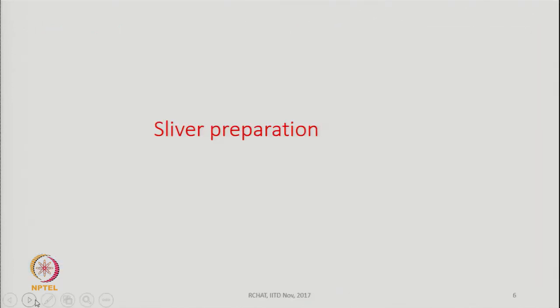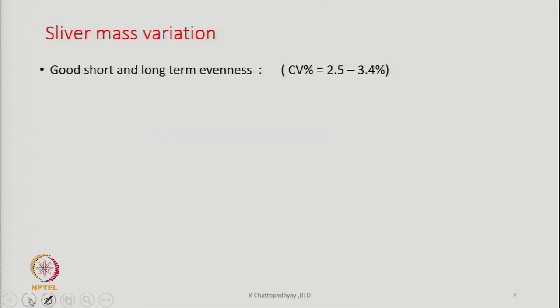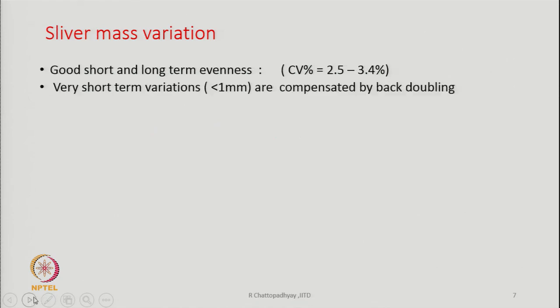So, after discussing the fibers, now we are going to discuss the sliver preparation. First of all, sliver mass variations. For good short and long term evenness, the mass CV of the sliver should be 2.5 to 3.4 percent. Very short term variations are compensated by the back doubling. I think we have also discussed this term back doubling earlier.